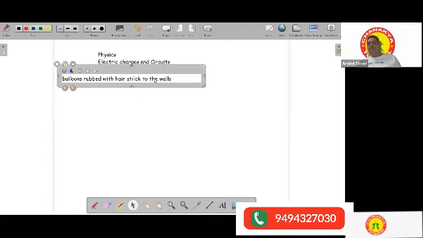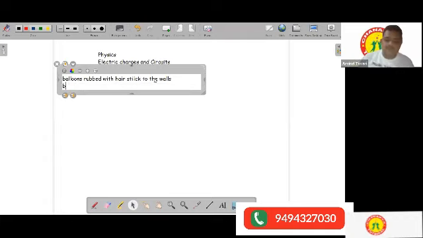Okay, so here we observe that bits of paper stick to the scale. So everyone has observed this. In the same way, we can see about the balloon also. With the balloon also, the same thing happens.